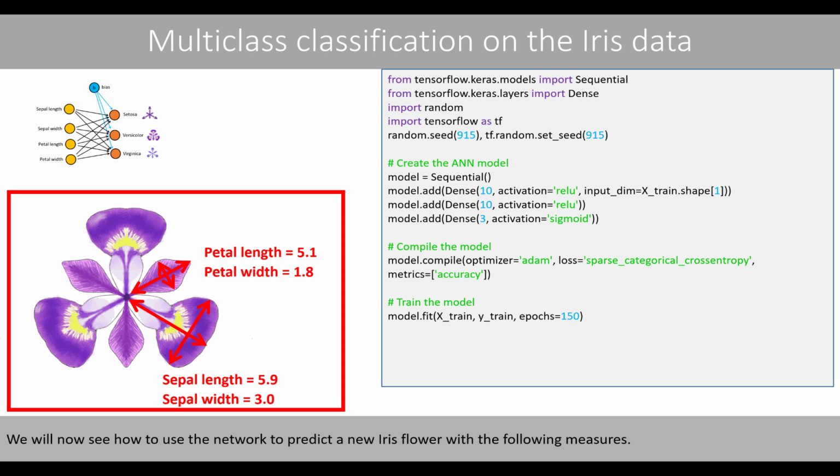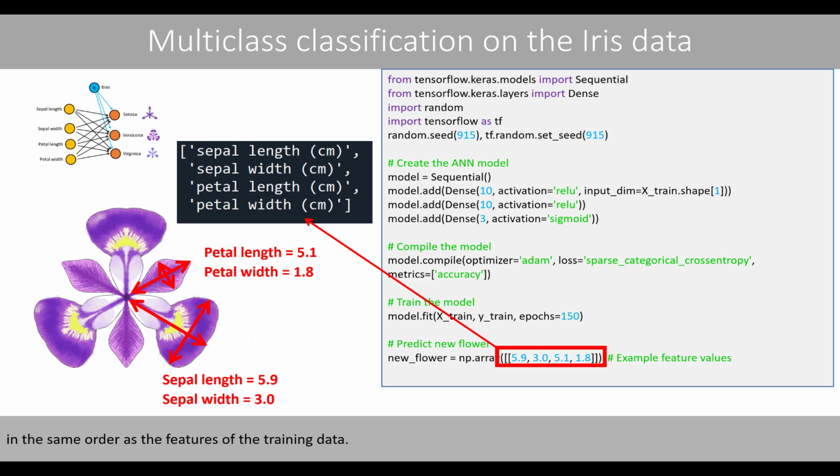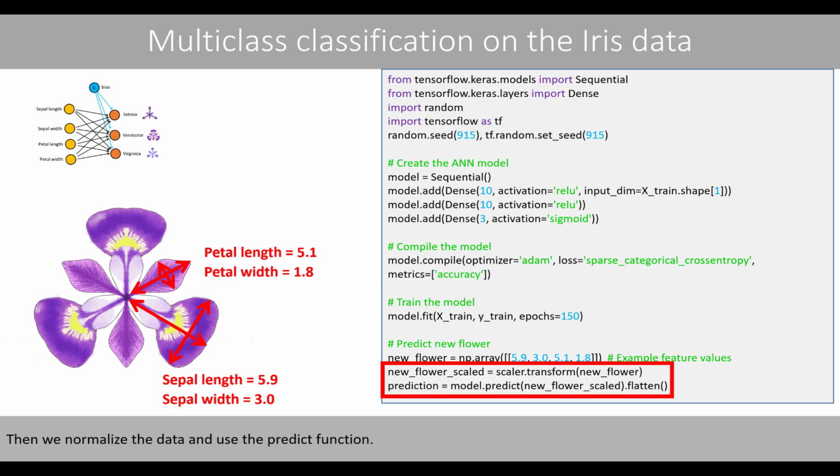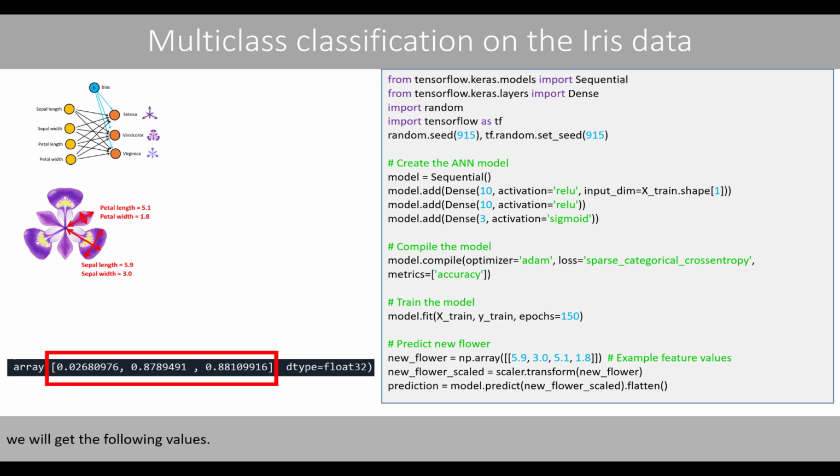We'll now see how to use the network to predict a new iris flower with the following measures. We then create a two-dimensional array and plug in the values in the same order as the features of the training data. Then we normalize the data and use the predict function. If we print the predicted values, we'll get the following values.